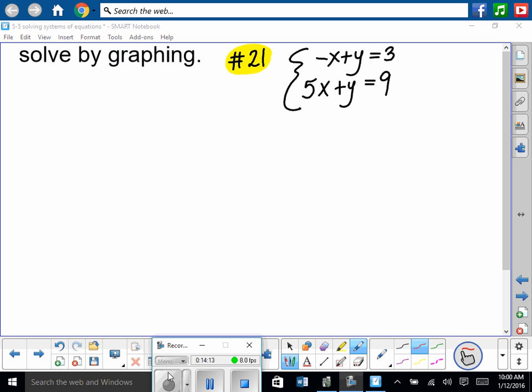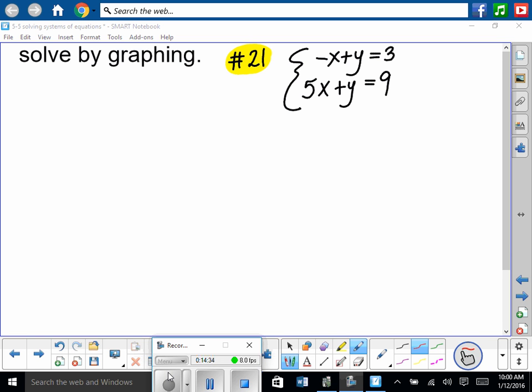Once again, this is probably the easiest method as long as you know what you're doing, because your calculator is going to do all the hard work for you, but you have to set it up so your calculator can do it. So even though the very bottom says solve by elimination, I'm going to teach you by graphing. So you can cross out elimination, write graphing. So we're going to do number 21.